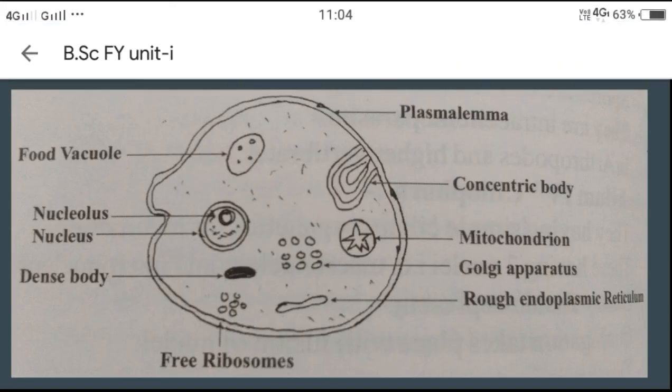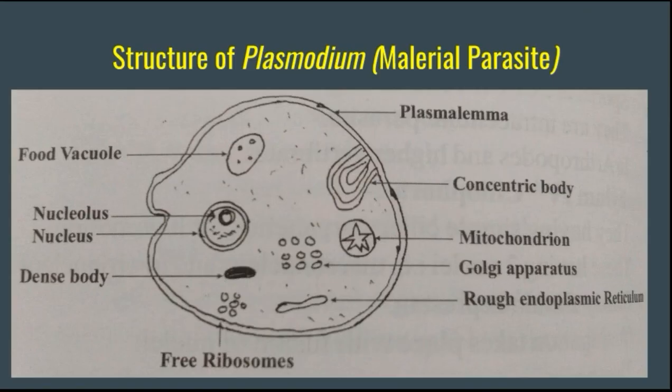The nucleus, as you have seen in the figure, is large, and it contains one small structure. That structure is called the nucleolus. The nucleolus lies in the nucleus. One more structure is present, the food vacuole. These food vacuoles are found in the cytoplasm, and they are helpful for the Plasmodium.